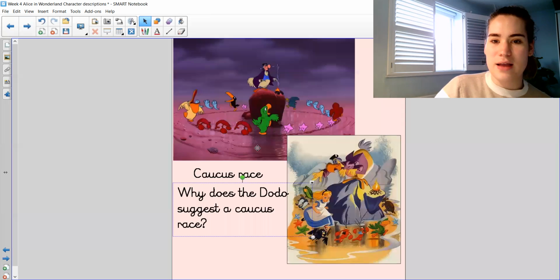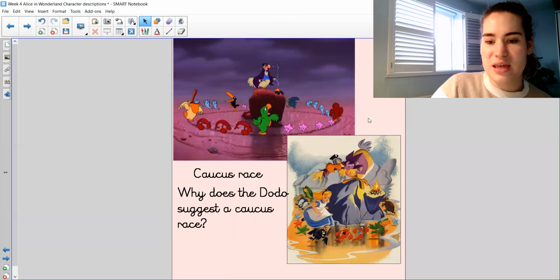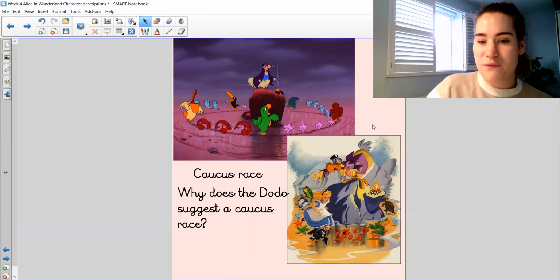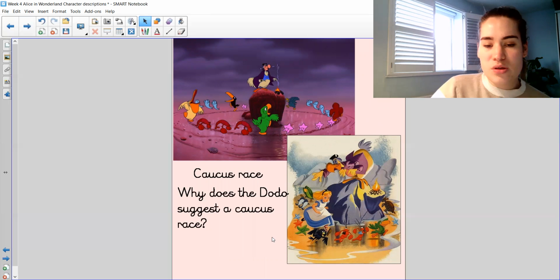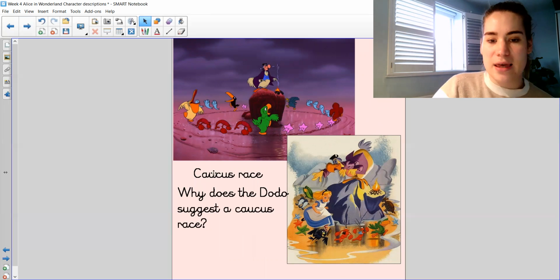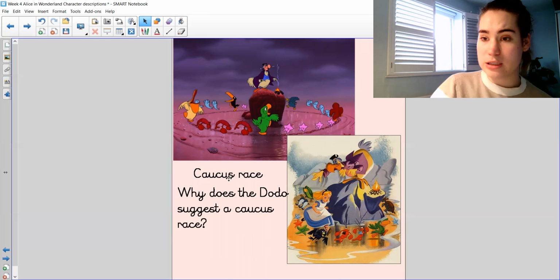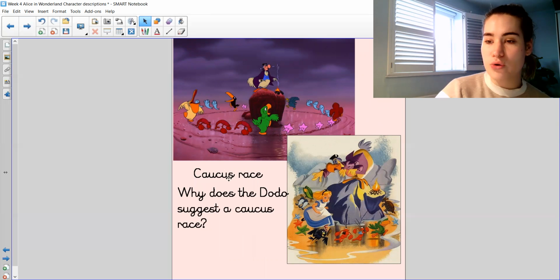Okay, so we've got something now called a caucus race, and these are some pictures of the caucus race I found from the film, and this is just a drawing that someone's done to help you imagine what's going on here, because it's quite a lot to get our heads around. A caucus is actually a meeting of a political party or political members, but to be honest with you, I don't know why it's called a caucus race. I think that's just part of the wacky world that Alice in Wonderland is part of.